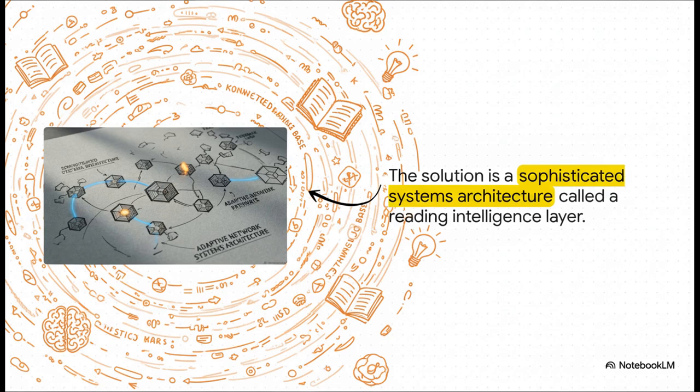Now, I know what you're thinking. You see a diagram like this, and you hear phrases like sophisticated systems architecture or reading intelligence layer, and it looks, well, pretty complex. But trust me, don't let that scare you off. The core idea behind all this is actually super simple and honestly really elegant. We're going to break it all down together, step by step.